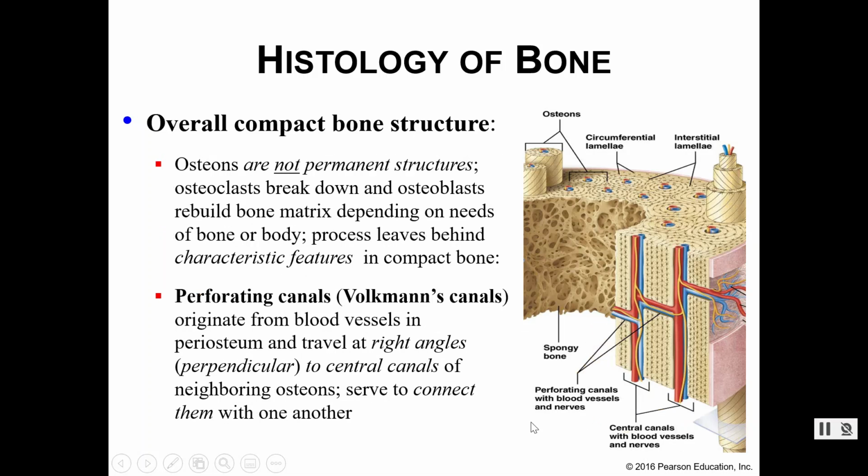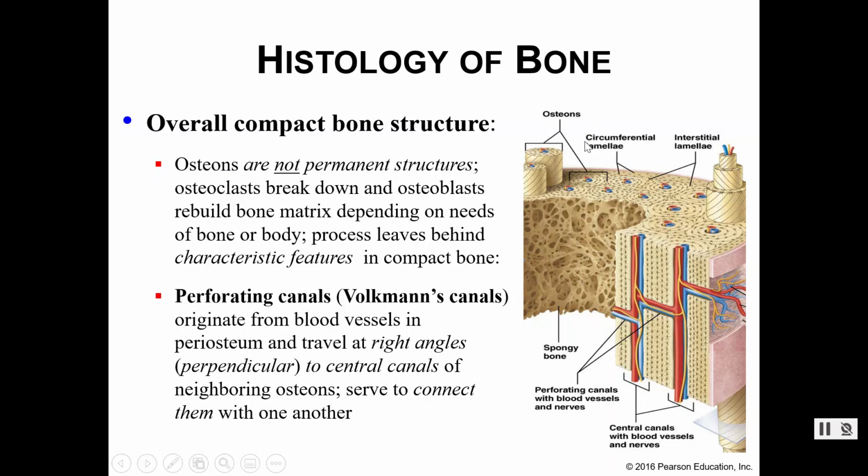Now, osteons are not permanent structures. This should make sense because your bones are not permanent structures. We are constantly using osteoblasts and osteoclasts to modify your bones. The osteoblasts are going to rebuild bone matrix depending on the needs of the body and the bones themselves. So if we have excess calcium that we can store, your osteoblasts are going to go to work and start creating more bone matrix.